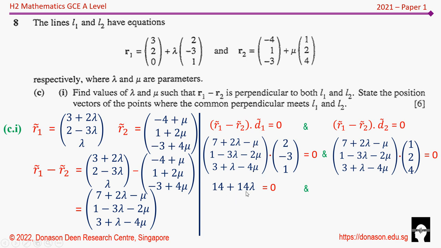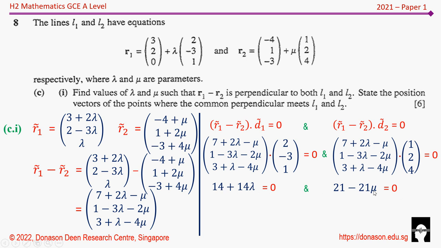So you will have 14 plus 14 lambda is equal to 0. And likewise, if you simplify on the right hand side, the lambda is going to disappear, only mu is going to hang around. So you're going to get 21 minus 21 mu is equal to 0. Now, if you look at each of these equations, the only unknown in this equation is lambda, and as you can see, lambda should be -1.